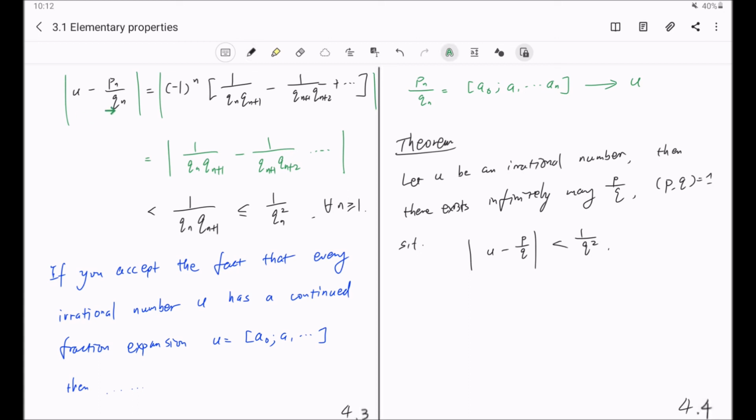Although what we just proved is the case when u is positive, this theorem is also true for when u is negative, because you can always change the sign of u and p over q, so that after you take the absolute value, you still get the same thing. And this theorem is not any theorem. This is a famous theorem due to Dirichlet. So Dirichlet has many theorems, and this is the one on Diophantine approximation.